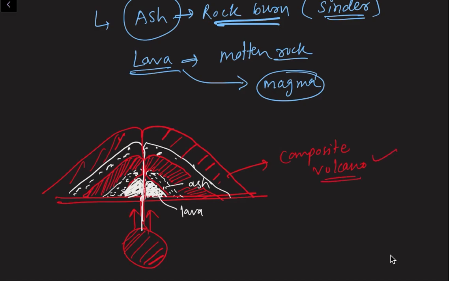The composite volcano. Why is it formed? It is formed because of alternating eruptions. Eruption after eruption. It is not formed in one go. Layers of ash and lava accumulate, and we get a mountain. This mountain is a volcanic mountain, but it is specifically a composite volcano.